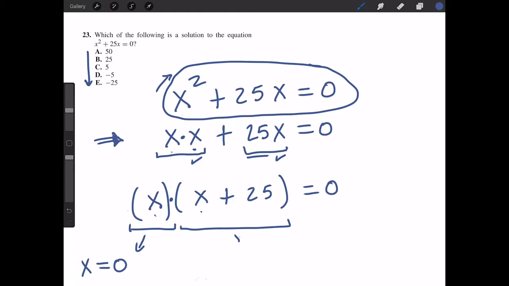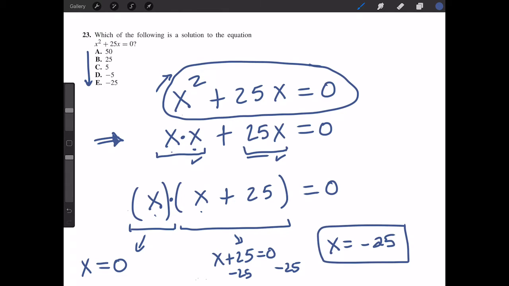Where do we get the other one from? Well, from this second part right here. We can set it to 0. We can say, look, if I can make x plus 25 be 0, then I know it'll also work. So solving for x here means subtracting 25 from both sides, which leads to the correct answer, x is equal to negative 25. So this is called the first solution, x of index 1 is equal to 0. This is called the second solution, x of index 2 is equal to negative 25.